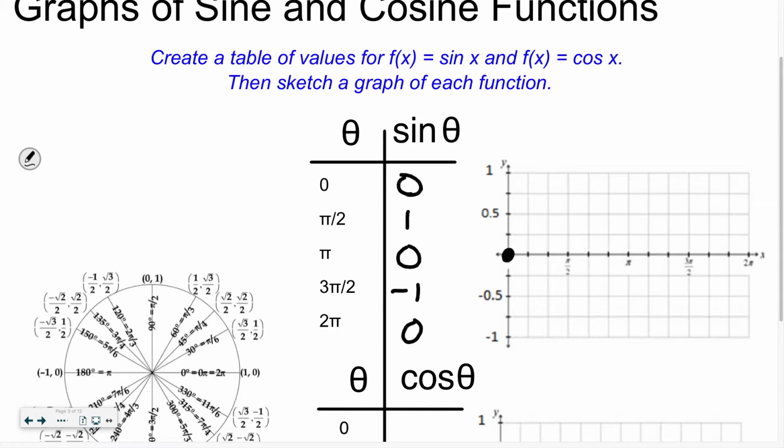So the first one that's labeled is pi halves. I know it's a little hard to read. So that one would go up to 1. Pi is at 0. 3 pi halves is at negative 1. And 2 pi is at 0.